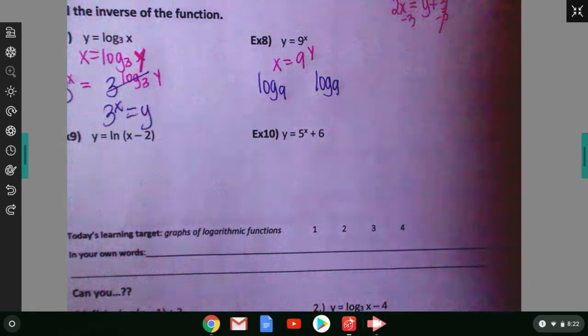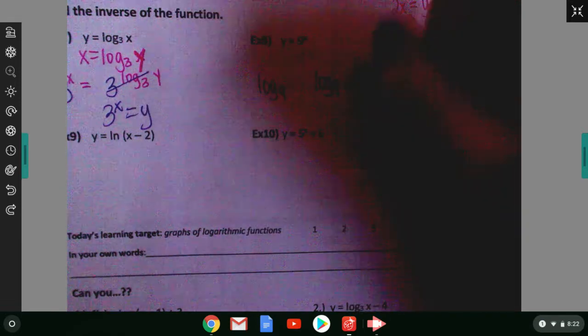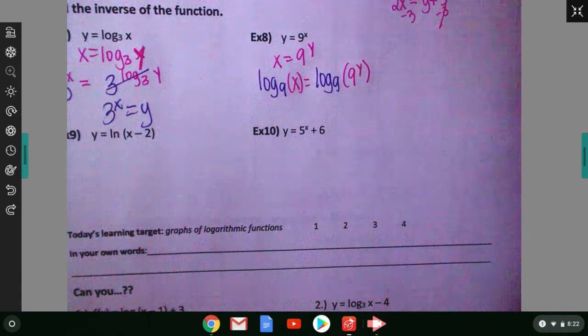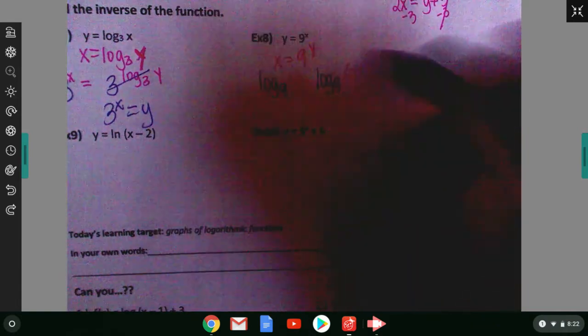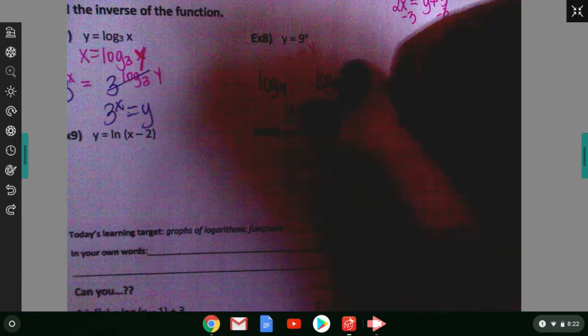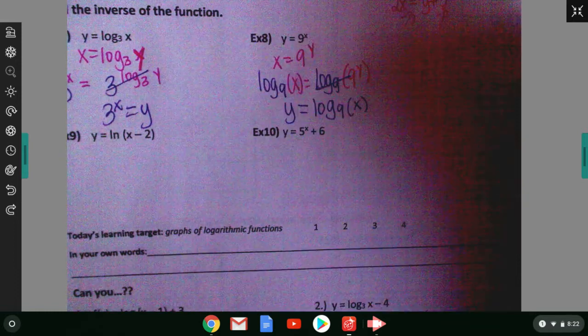So on the left, I've got log base 9 of x. On the right, I've got log base 9 of 9 to the y. And we do this so that this log base 9 of 9 to the something will cancel. I've got just y on the right. On the other side, I've got log base 9 of x.